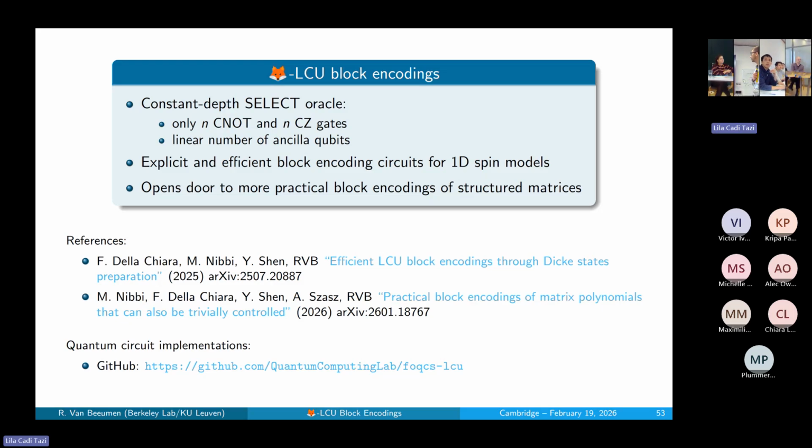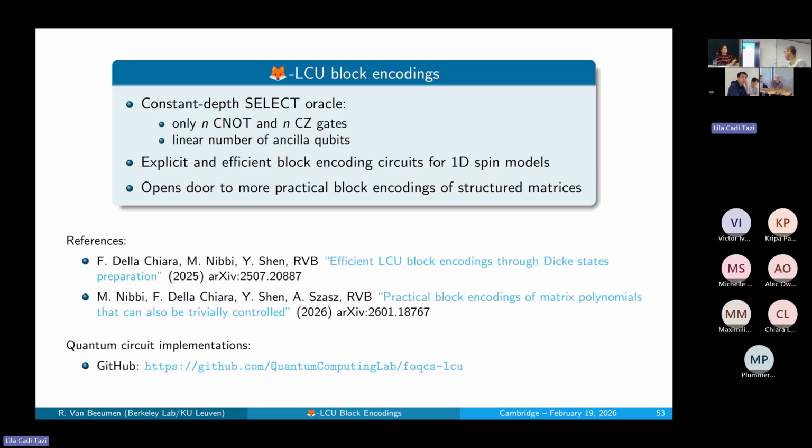Okay, then to conclude, I've introduced some FOQCS LCU block encodings. One of the key features is we have constant depth select oracles, only NC0 and NCZ gates, all of which can be performed in parallel. We need a linear number of ancilla qubits, and by exploiting Dicke-state preparation, we can come up with explicit and efficient block encoding circuits for 1D spin models. This opens the door to many more practical block encodings, including controlled block encodings and polynomial transformations.